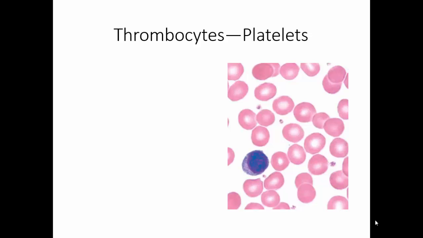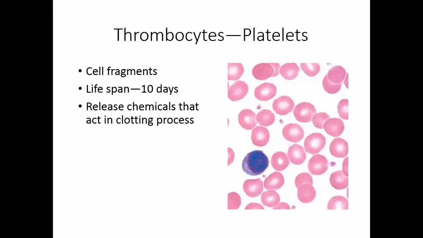Thrombocytes or platelets are not actually cells, but rather are cell fragments. Their lifespan is about 10 days. The purpose of these little cell fragments is to release chemicals that act in the clotting process. Normally, there should be 150,000 to 400,000 platelets per microliter in the blood.